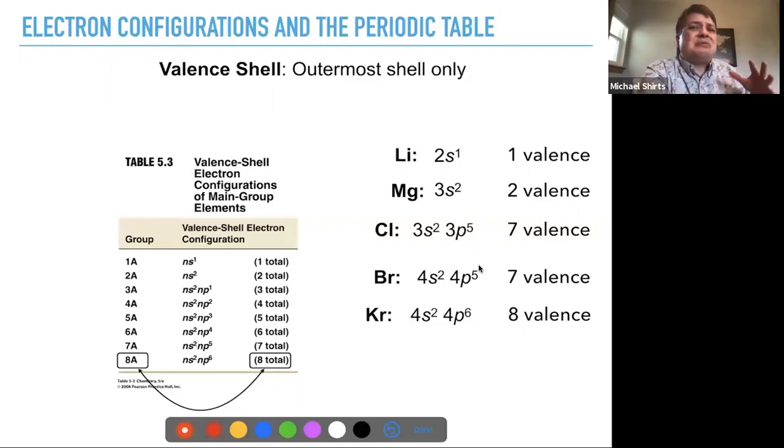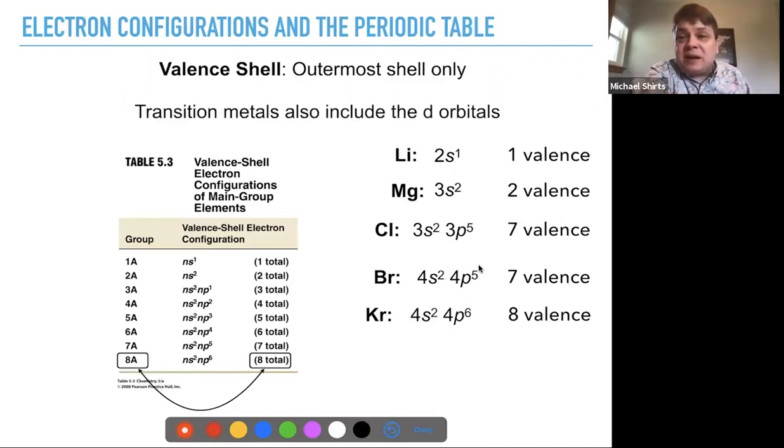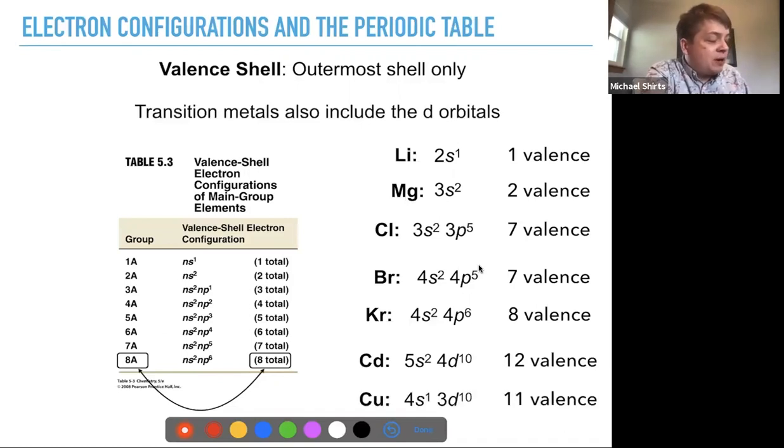Again, physics doesn't really care what we call things. But it is useful to have a description for the electrons on the outermost part of the atom that are available for interactions. For transition metals, we also include the d orbitals. Those are accessible for bonding as well. For cadmium, for example, the electron configuration has 2 5s electrons and 10 4d electrons, so all 12 of those are valence electrons. Copper, 4s1 3d10, has 11 valence electrons.